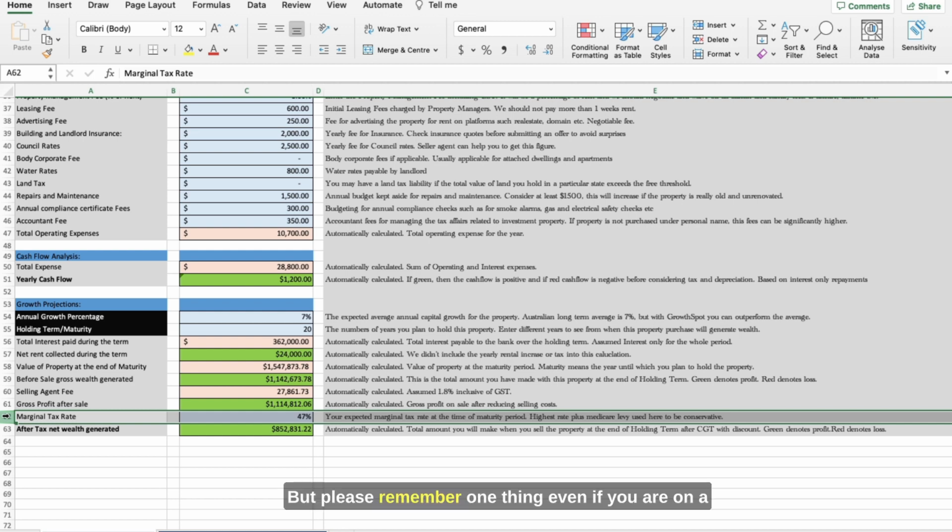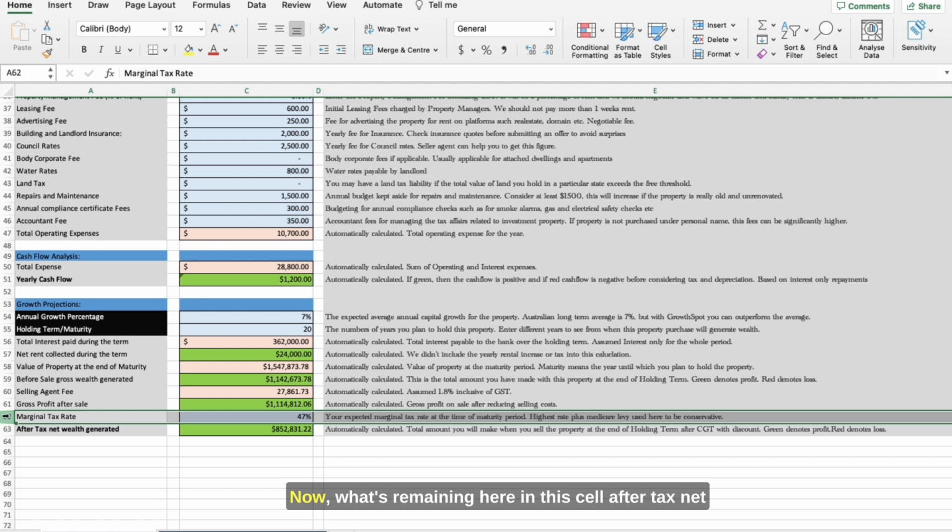But please remember one thing. Even if you are on a lower tax bracket based on your income, in 20 years, when you add the profit from the sale of the property on top of your regular income, most people will pay capital gains tax on the highest marginal tax rate.